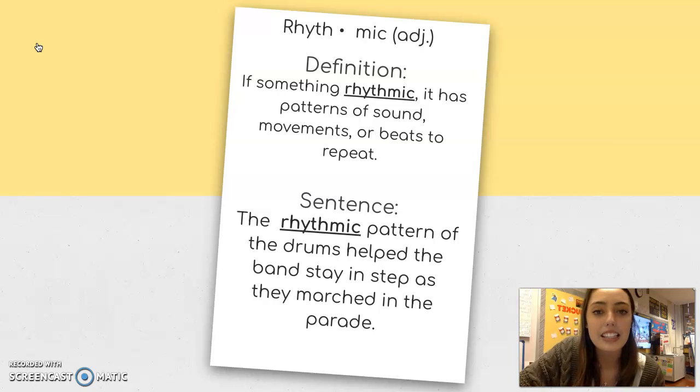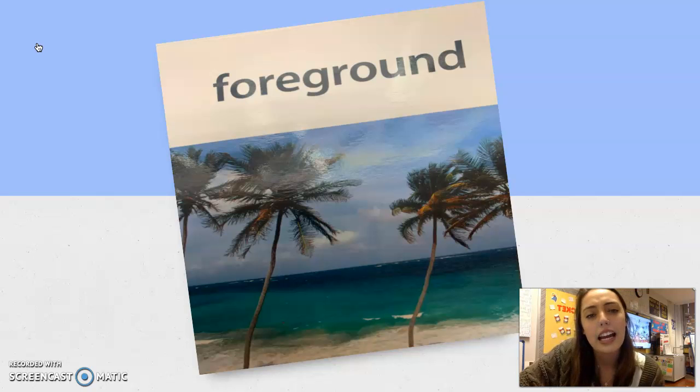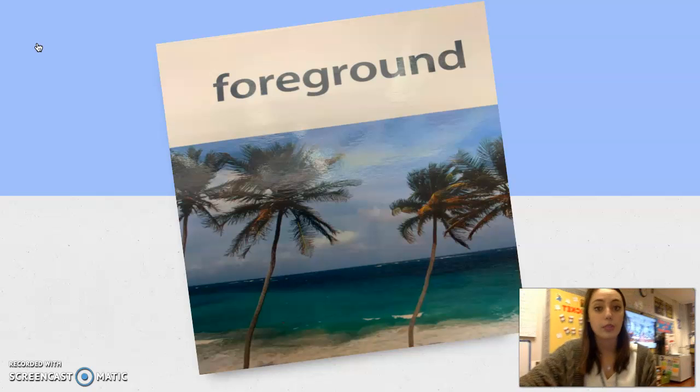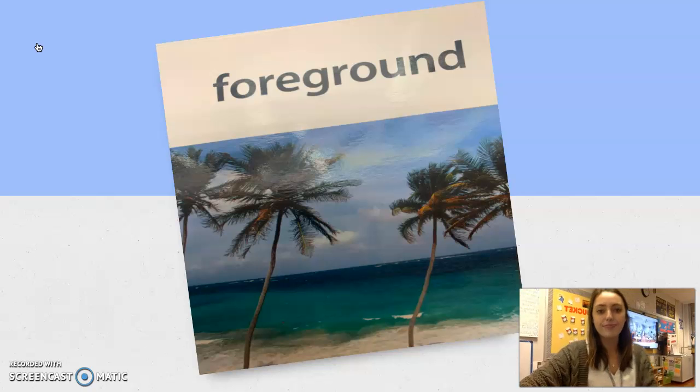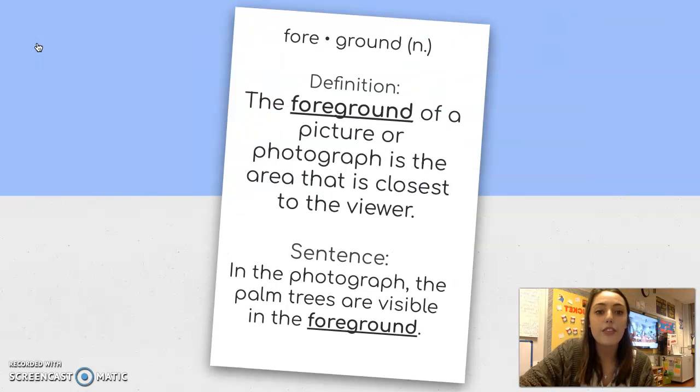So our next and final word of today is foreground. And I'd like y'all to take a moment and think what foreground might mean. Foreground. The foreground of a picture or a photograph is the area that is closest to the viewer.